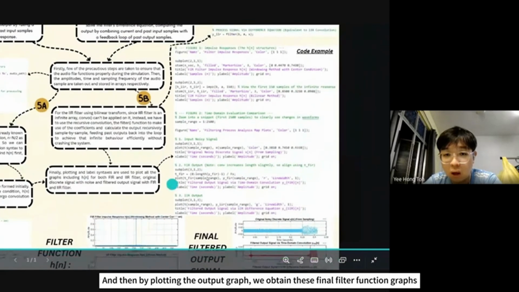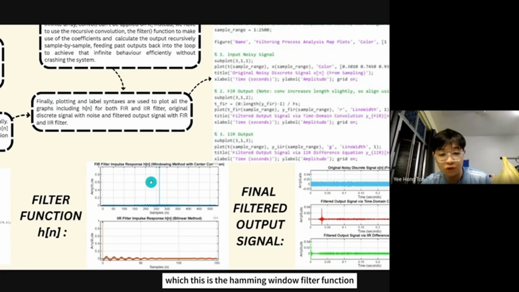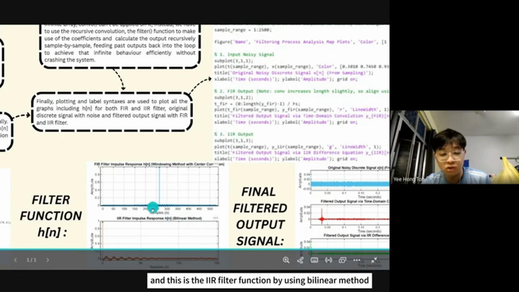And then by plotting the output graph, we obtain this final filter function graph, where this is the Hamming window filter function, and this is the IIR filter function using the bilinear method.